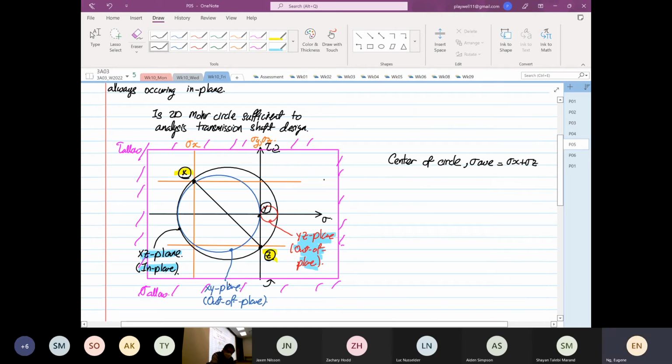Plus stress Z, divided by what? By 2. Okay, so this is a stress average that we're trying to find out. Okay, so this is our stress average.